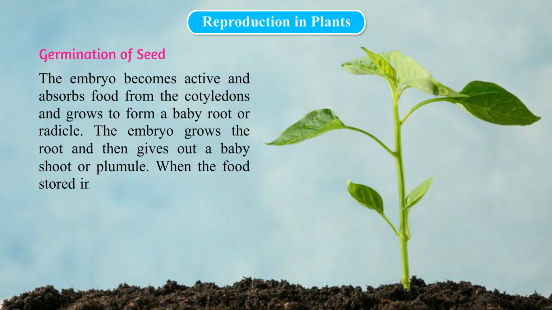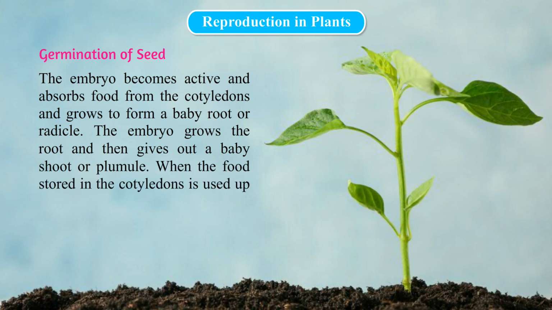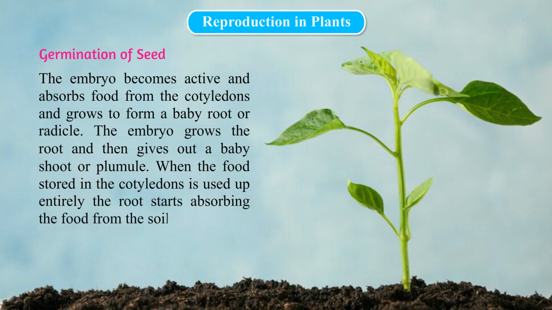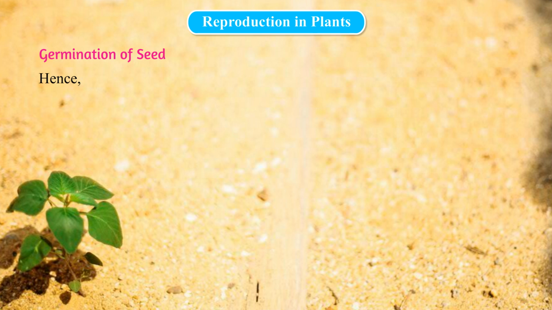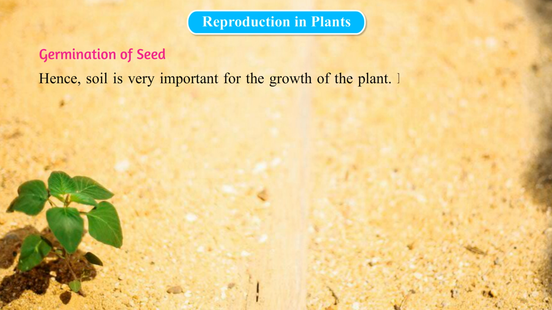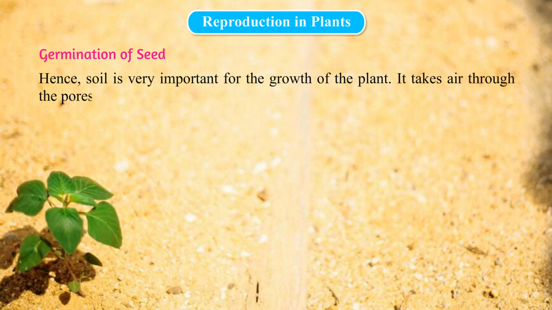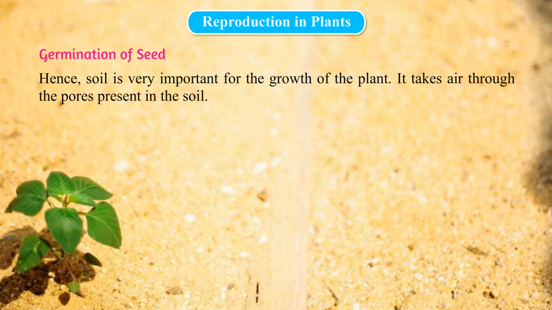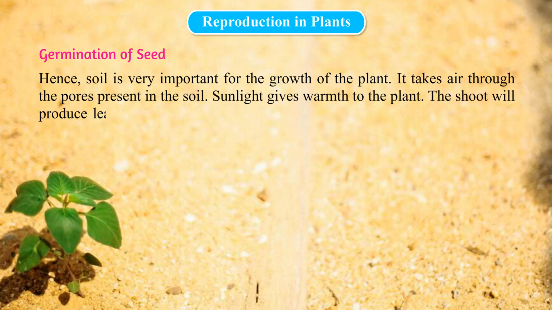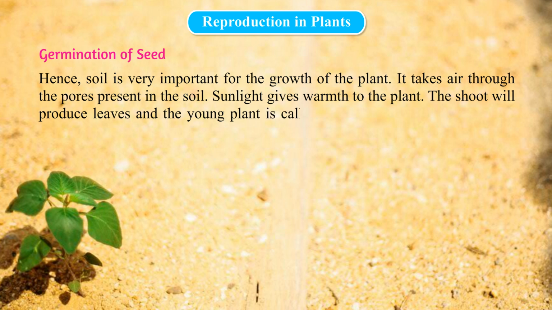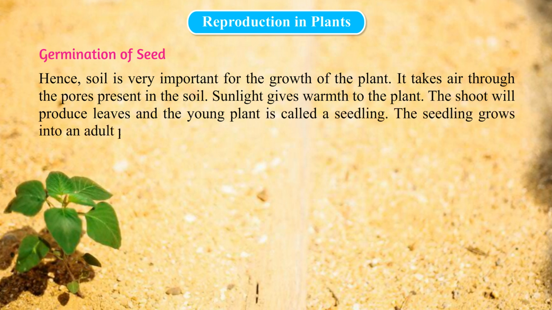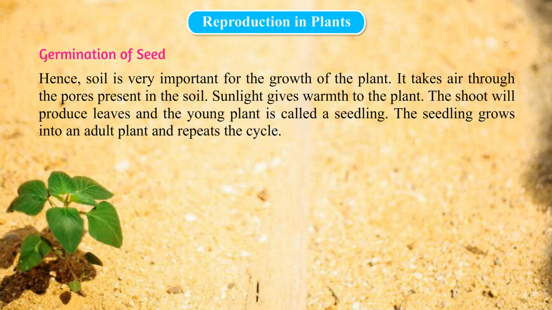When the food stored in the cotyledons is used up entirely, the root starts absorbing the food from the soil. Hence, soil is very important for the growth of the plant. It takes air through the pores present in the soil. Sunlight gives warmth to the plant. The shoot will produce leaves and the young plant is called a seedling. The seedling grows into an adult plant and repeats the cycle.